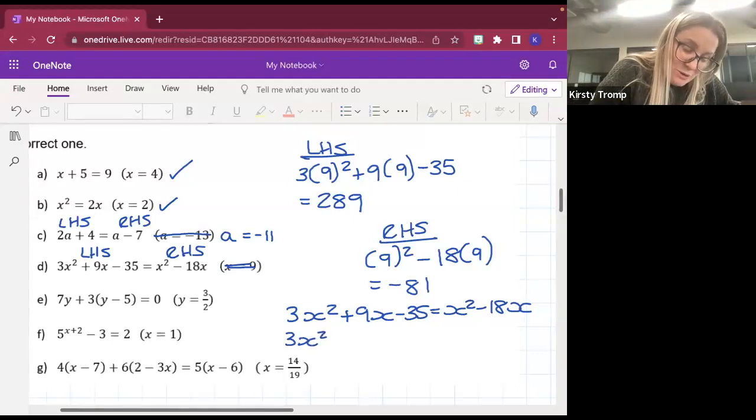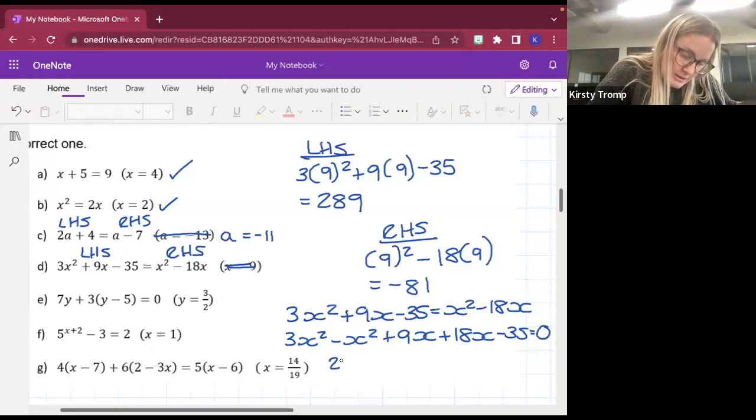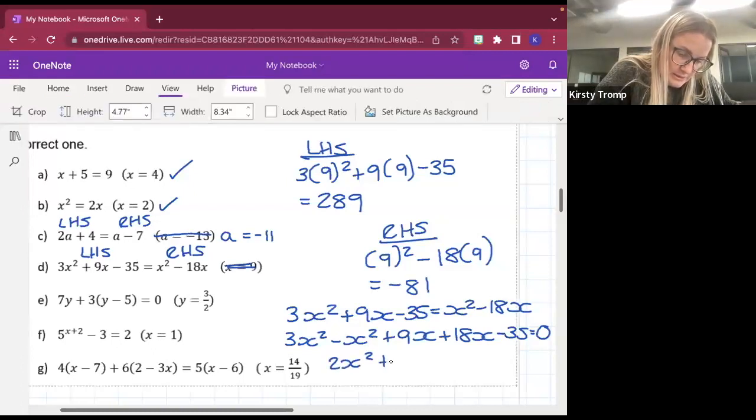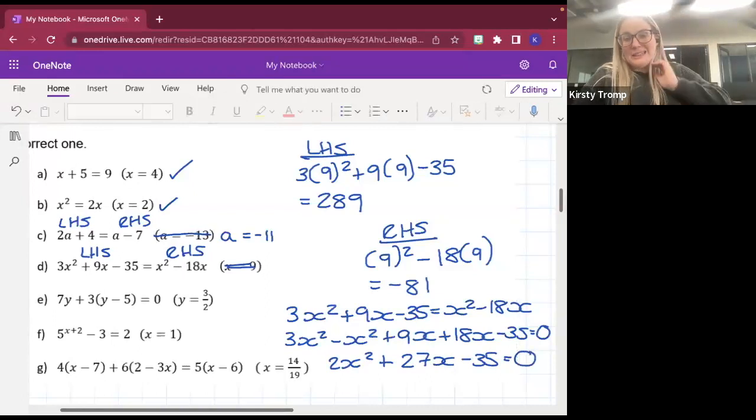Okay, so I'm going to say 3x squared, and I'm going to bring this other x squared over, and it's going to become negative. Plus 9x, I'm going to bring this 18 over, and it's going to become positive. And there's no constants, so I've got minus 35 equals 0. Okay. So what am I left with? I've got 2x squared plus 27x minus 35 equals 0.